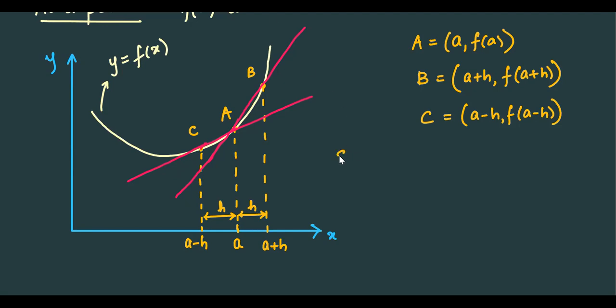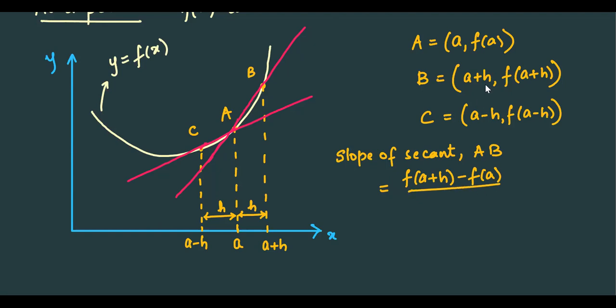Now just look at this. What is the slope of secant AB? Secant is an extended chord. So the slope of the line joining these two points A and B is f of (A plus H) minus f of A, by (A plus H) minus A, which will be H.